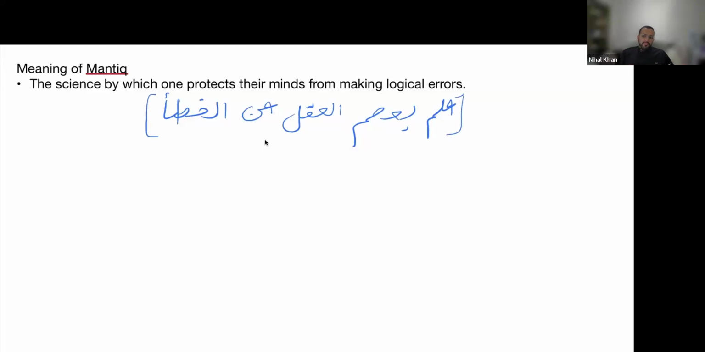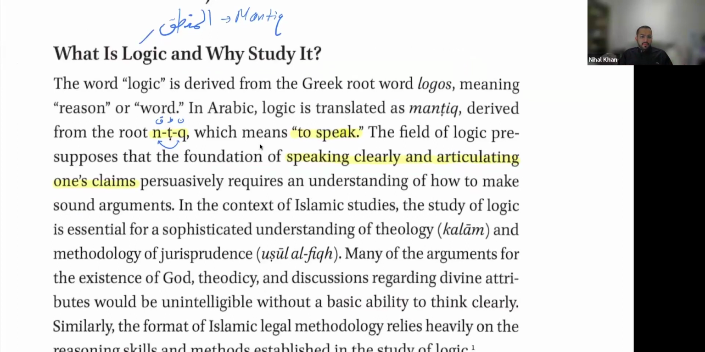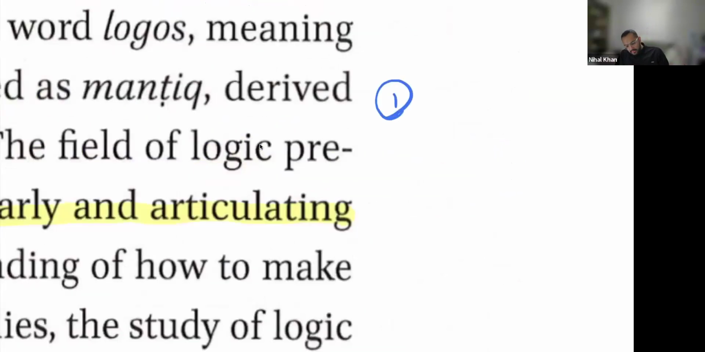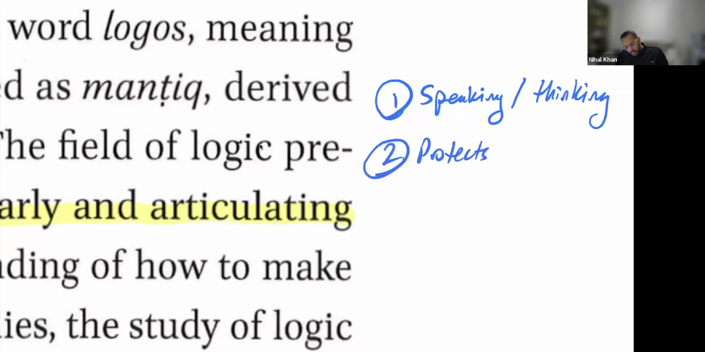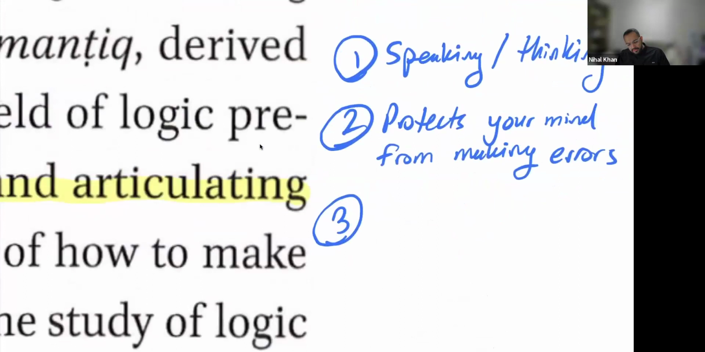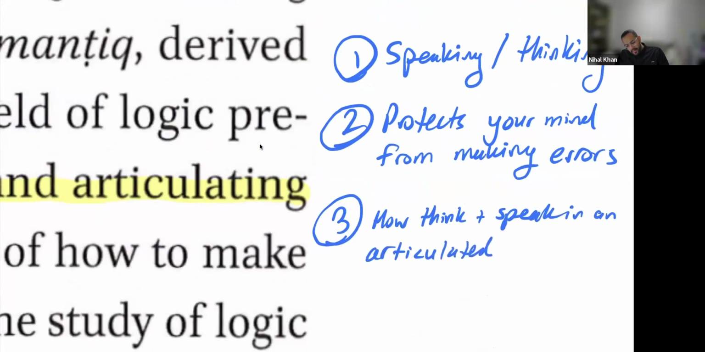If you don't know Arabic, I'd say follow along with the English. I'm going to try my best to look at both things side by side. But now coming back to the book, we're looking at how do you make a sound argument, right? So number one, we said that it comes from the idea of speaking or thinking. Number two, it protects your mind from making errors. And then there's number three: it teaches you how to articulate yourself, how to think and speak in an articulated manner.